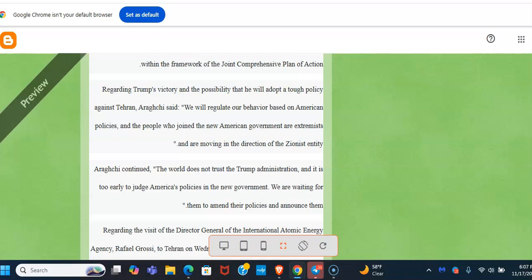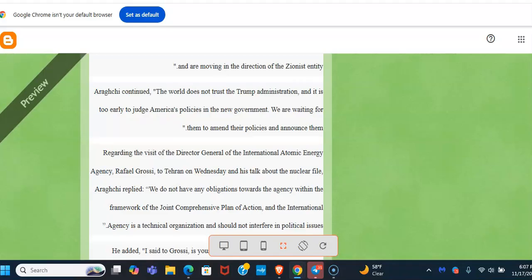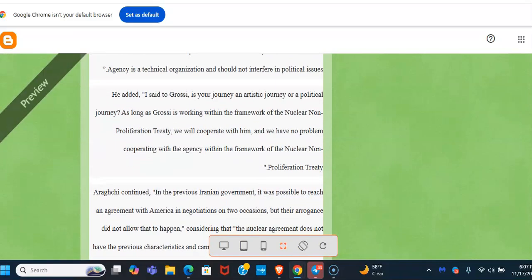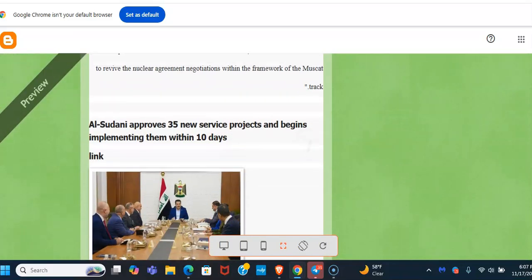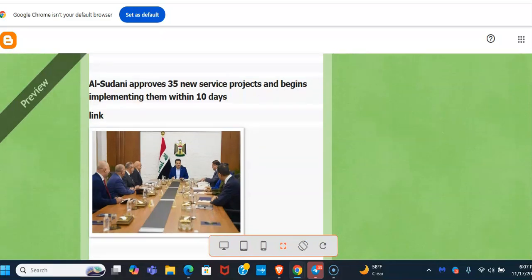Of course, here we will regulate our behavior based on American policies, and the people who join the new American government are extremists and are moving in the direction of the Zionist entity. And we know who the Zionist entity is, right? Ice Cream Land. Okay, so then he goes on and he has some other choice words. So interesting article to read.